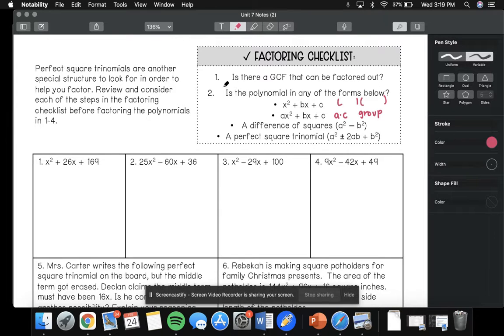Okay, I look for a GCF. Nope, there's no GCF. Okay, does it look like x squared plus bx plus c? Yes. So what I'm going to do is figure out what multiplies to 169 and adds to 26. So I'm going to get my calculator out. I need to figure out what multiplies to 169, and it needs to have a sum of 26.